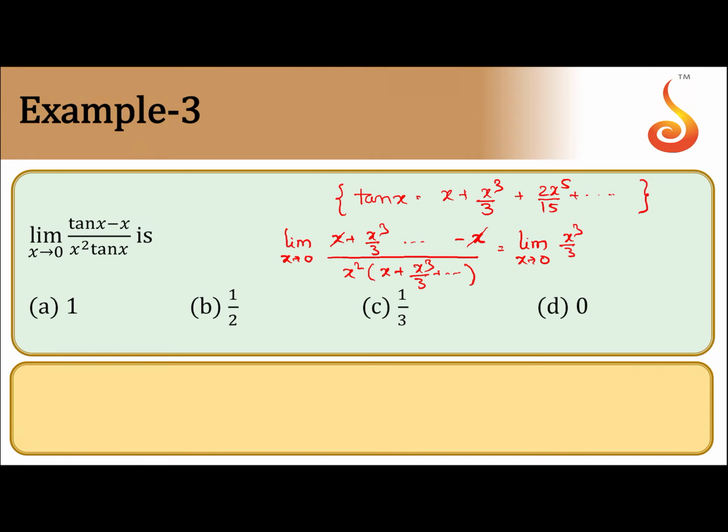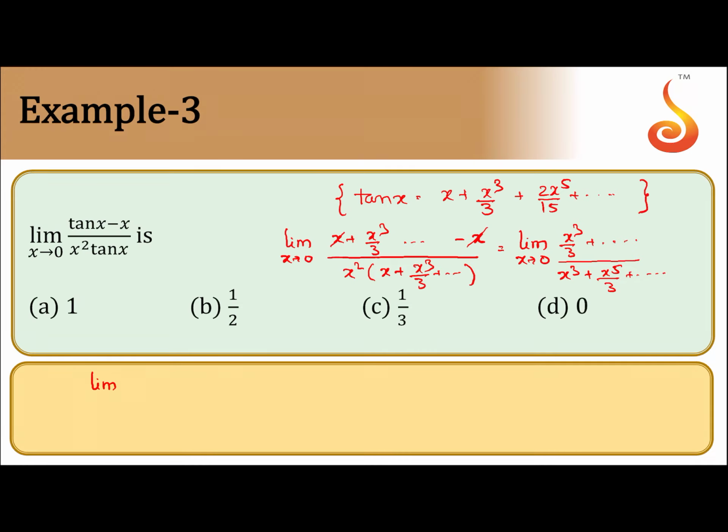We get x cube by 3 plus higher factors divided by x cube plus x to the power 5 by 3 and so on and higher factors. So when we solve, x cube we take common, so it will cancel. Remaining all parts will become 0.